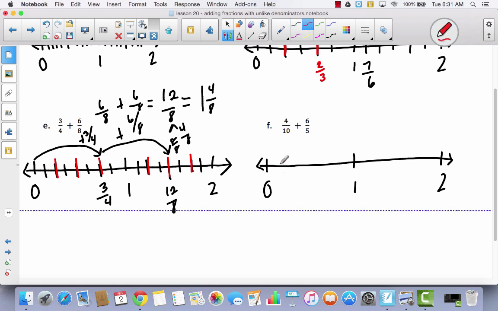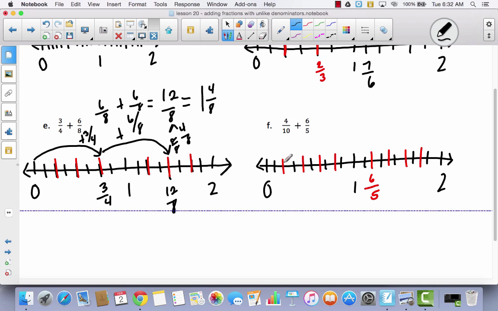So let's draw 4 lines. 1, 2, 3, 4. So here's my fifths. 1, 2, 3, 4, 5. So here is 6/5. All right. Now I'm going to take these and divide them into tenths by dividing each of these fifths in half, just like this. So now instead of 5 parts, I have 10 parts.